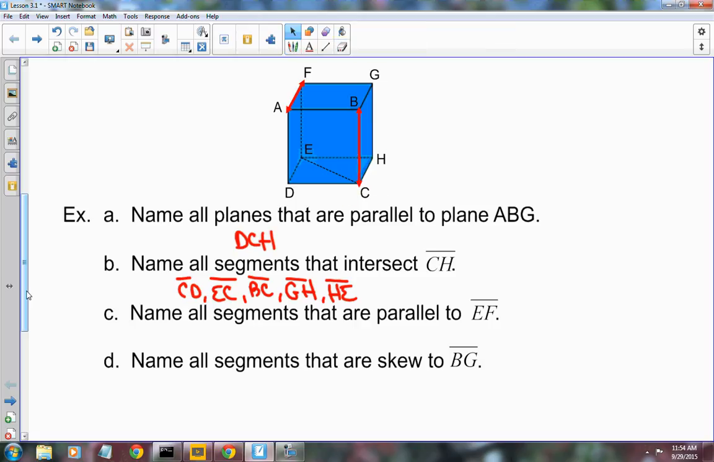All right, next one: name all segments that are parallel to EF. Okay, parallel. What do you think would be parallel to EF? AD, okay, AD, what else? HG, and there's one more.